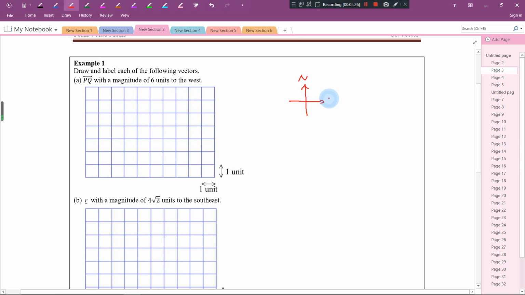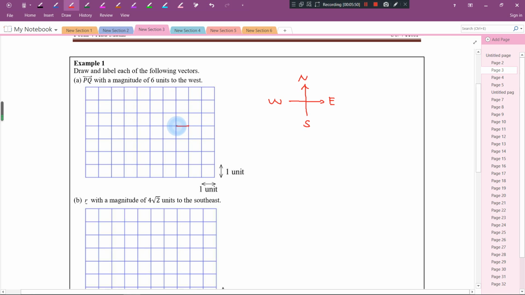This is north, this is east, south and west, right? Okay, now P to Q, magnitude 6 units to the west. So we need to draw, how to draw? We draw this way, right? This way. I don't have a ruler over here, so maybe I am not able to draw a very straight line. Okay, I try my best.